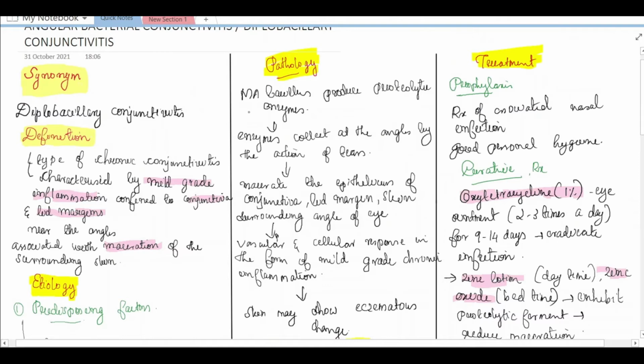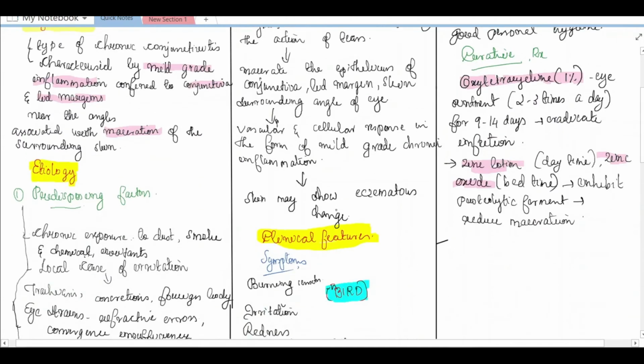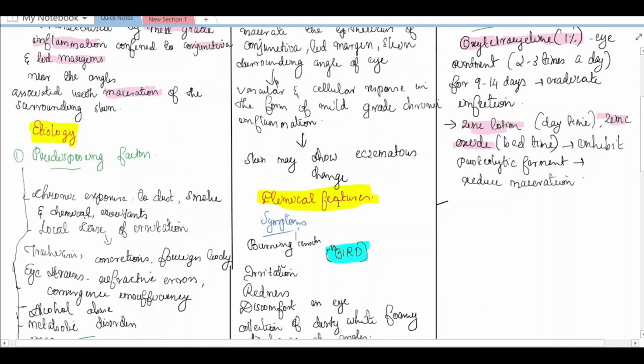And the pathology includes that the Moraxella axenfeld bacillus produces a proteolytic enzyme, and this proteolytic enzyme gets collected at the angles by the action of the tears, which in turn macerates the epithelium of the conjunctiva, lid margins and skin surrounding the angle of the eye. Because of this maceration, the vascular and cellular response gets started, and as a result there will be mild grade chronic inflammation, with the skin showing some eczematous change.